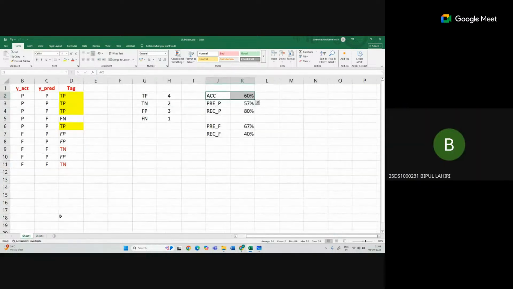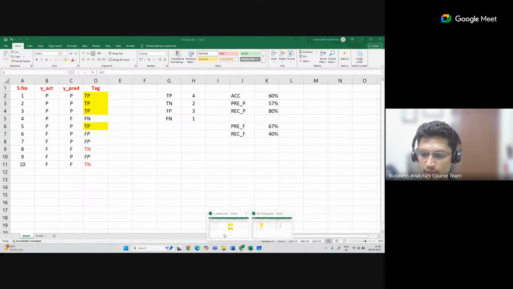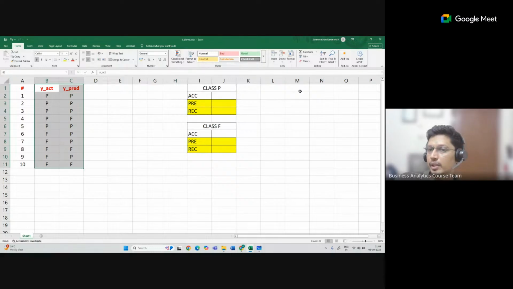Sure, sir. Okay, so let's solve this. I'm having two things here: actual and predictions. These are the actuals. These are the predictions. If I give you these two columns, will you be able to compute accuracy, precision, recall for class P and class F? Imagine P means pass, F means fail, and so on. Will you be able to do that? Yes, sir.